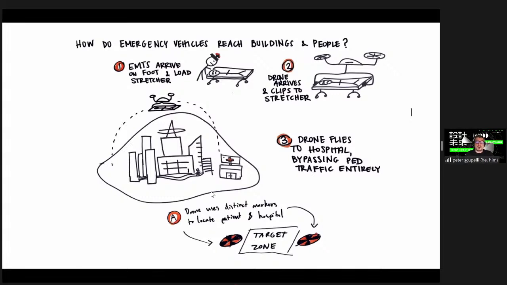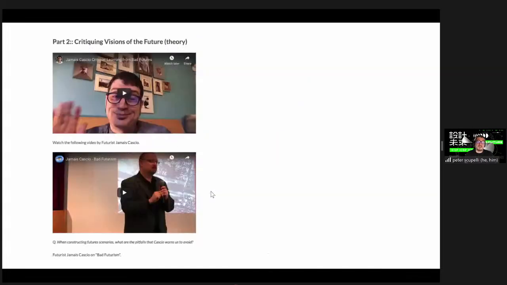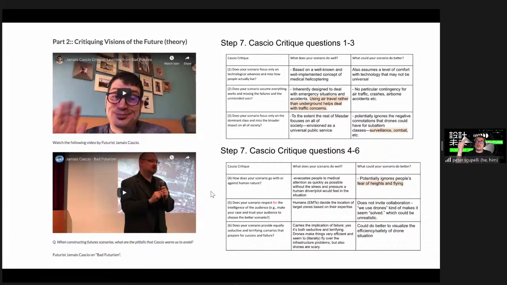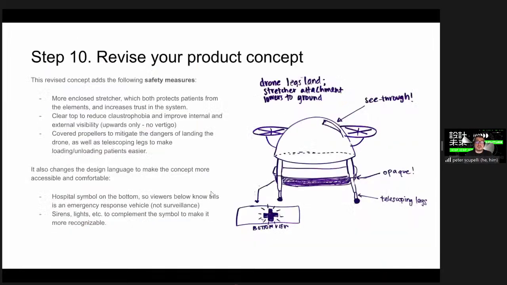So then the next step, of course, once they have these concepts and ideas, is to critique them. But how do you critique an image of the future? And so here is where we turn to futurist Jamais Cascio, who had a talk on bad futurism, in which he goes on to list all the hallmarks that he sees of bad futurism. And so through that, we use the questions that Cascio would ask if he were giving a critique to the students. So this is an opportunity for the students to look critically through their image of the future and try to understand what are some of the problems, what are some of the shortcomings. And that, of course, leads to revising their current product and coming up with a new version of it.